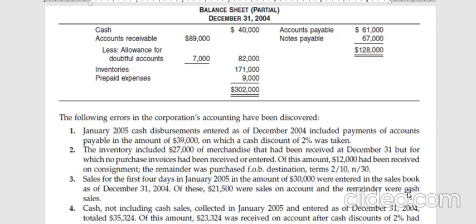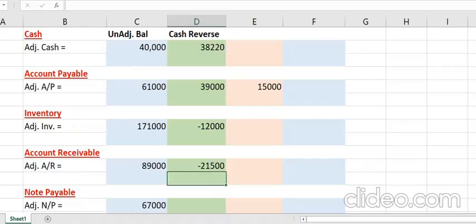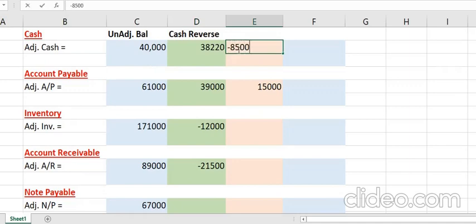Okay, now I'm going to reverse that thing also because it was mistakenly or misplaced. So I will decrease or reverse the increase of that cash. Decrease of cash means minus of cash. How much minus of cash? That's my cash. How much minus of cash? $8,500.